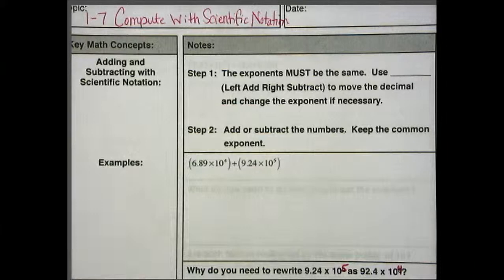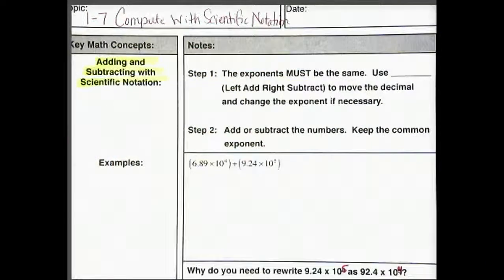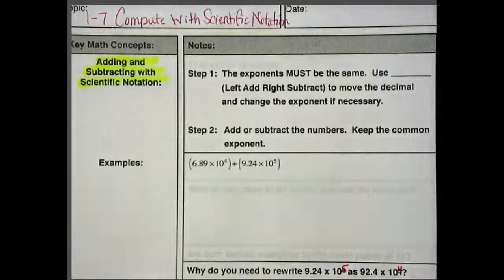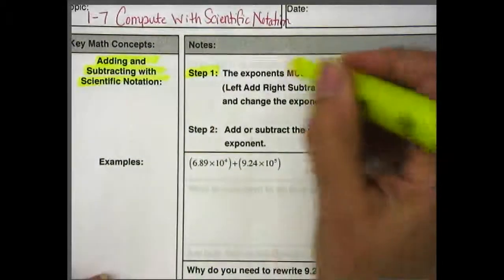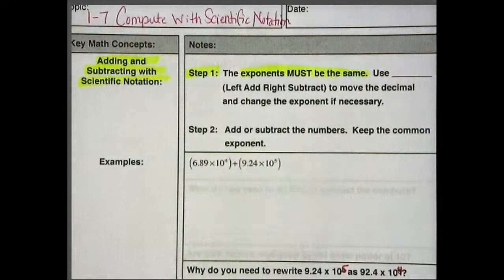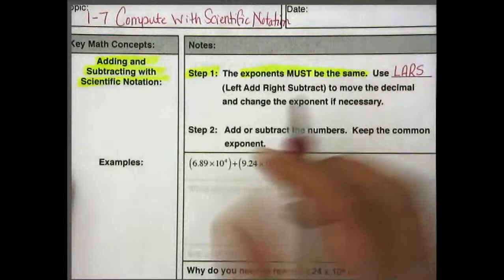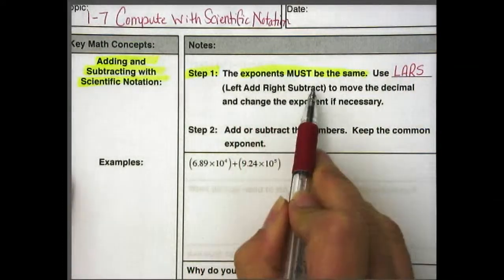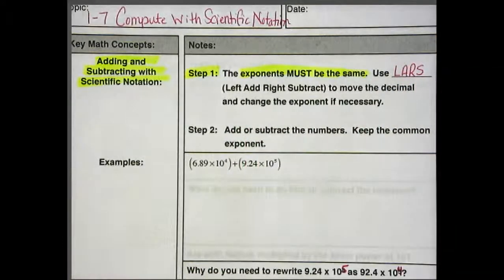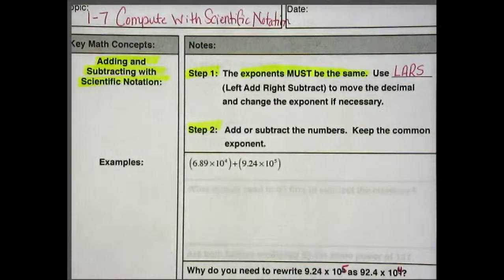So first we're going to add or subtract with scientific notations. To do this, we've got some steps to follow. Step 1, the exponents must be the same. It's very important that the exponents are the same or we can't add them. So we're going to use what I call LARS, left add, right subtract, to move the decimal and change the exponent if necessary. And then step 2, we're going to add or subtract the numbers and keep the common exponent.